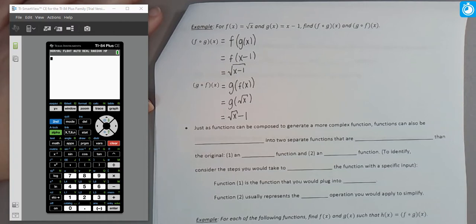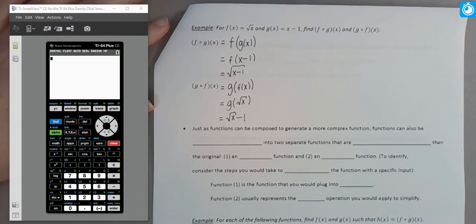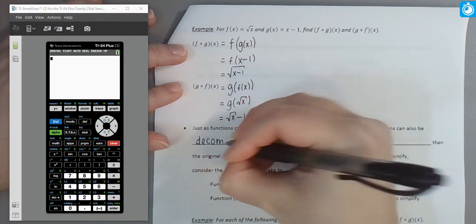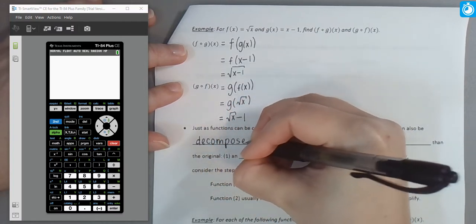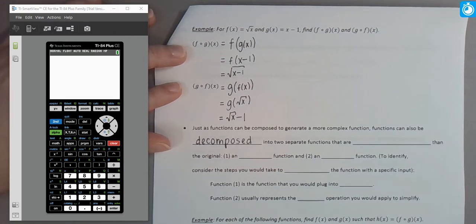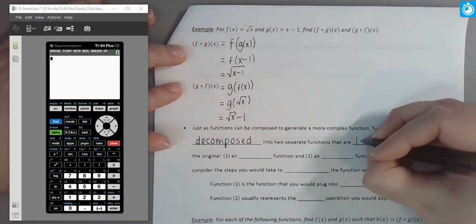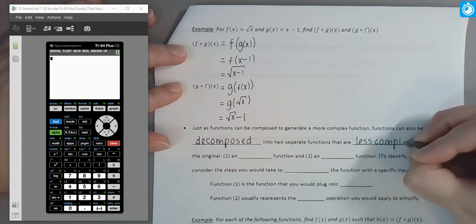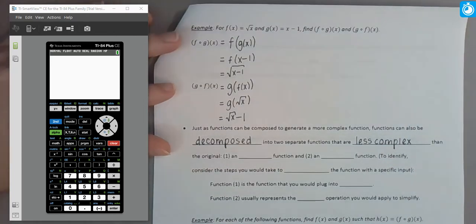Okay, so just as functions can be composed, what we just did, we composed these functions together, functions can also be decomposed. You can reverse that process. They can be decomposed into two separate functions that are less complex than the original. So anytime we define an operation, it's good to be able to undo the operation. If we add, we can undo it with subtraction. If we multiply, we can undo it with division. If we compose, we can undo it with decomposition.